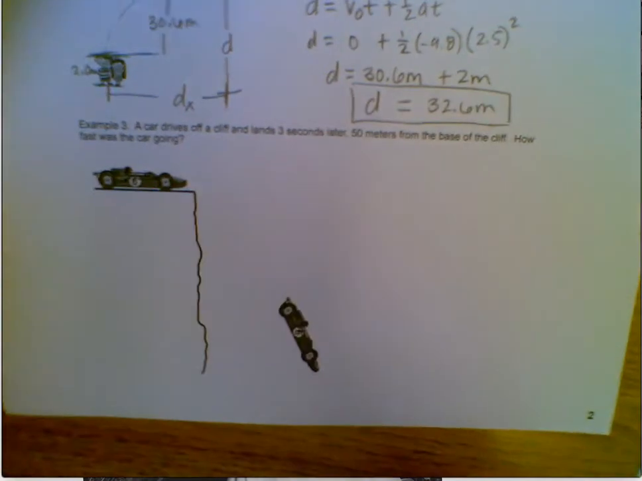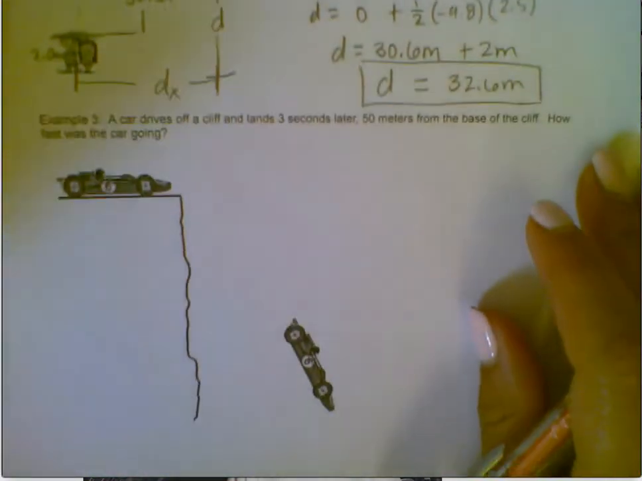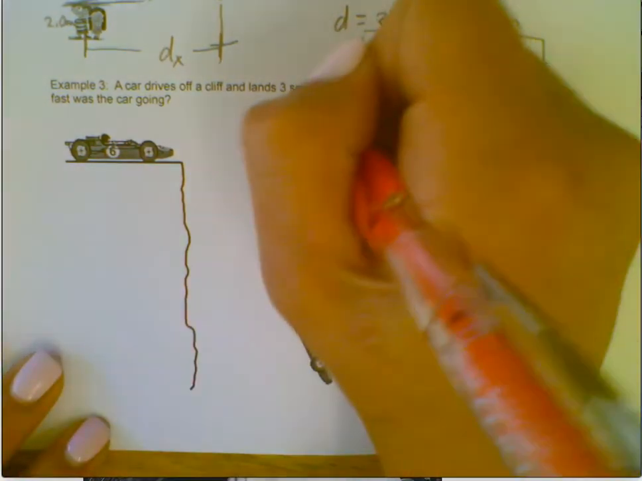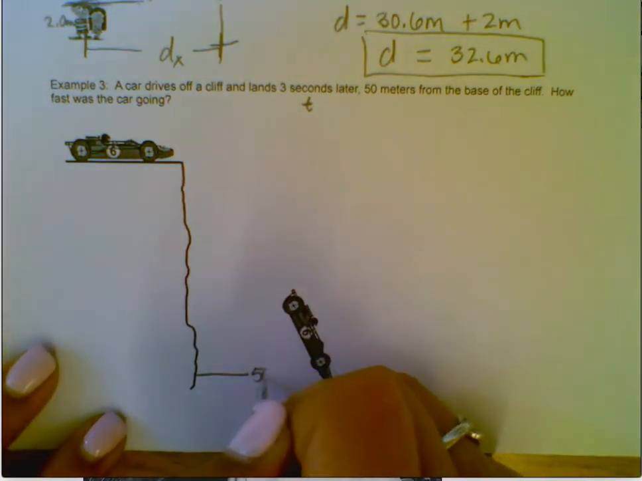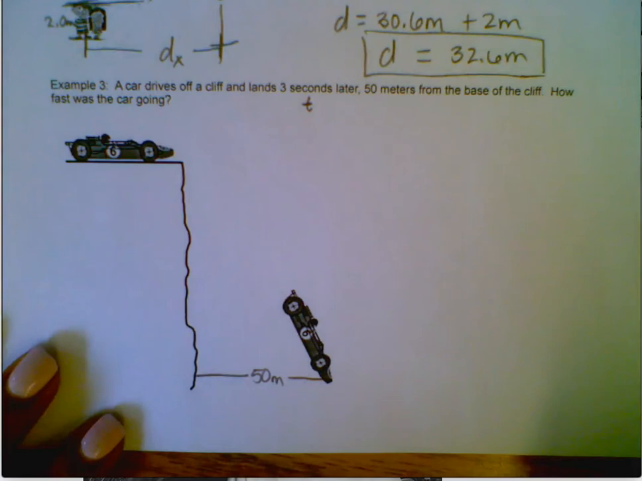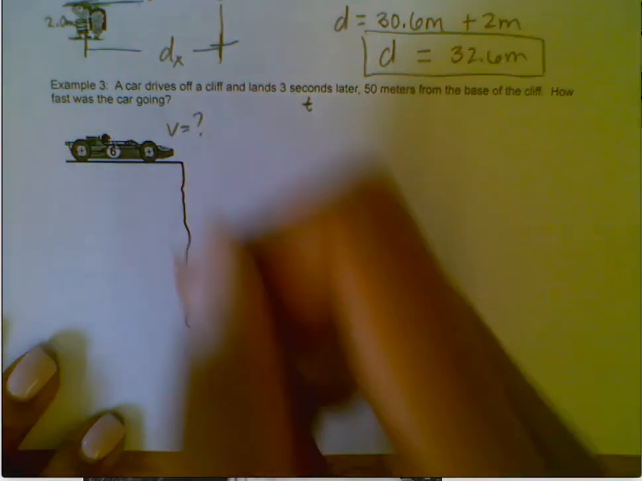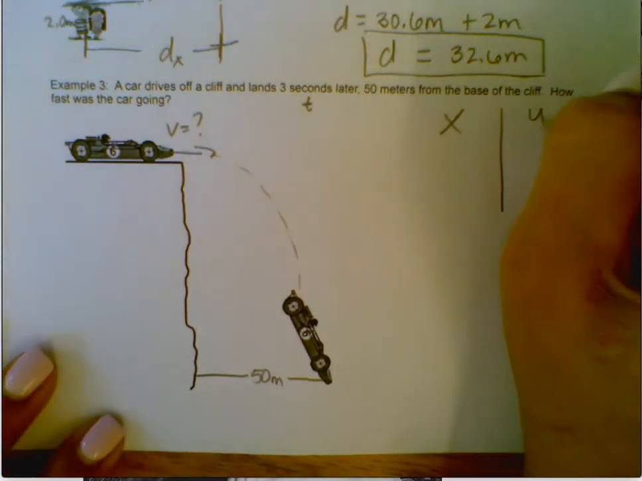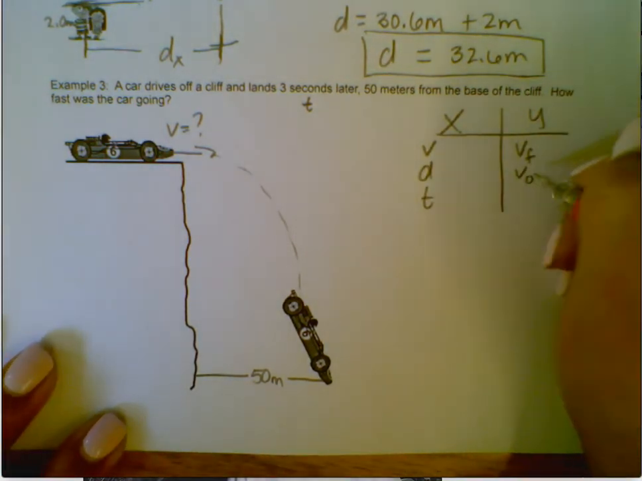Last example, and it will be the simplest example, so hopefully it's just getting a little bit easier here. A car drives off a cliff and lands 3 seconds later. That's our time. It lands 50 meters from the base, so we know that this distance is 50 meters. And we want to know how fast the car was going when it left. It's driving off a cliff, so it's driving straight, and then it's going to fall like this. X and Y. 3 variables here, 5 variables here.